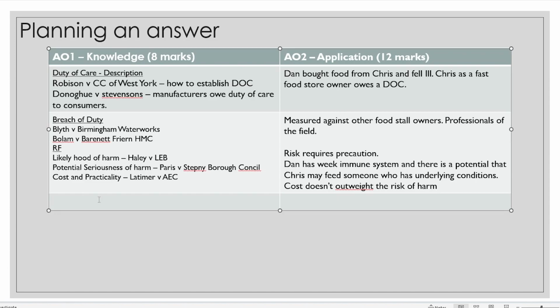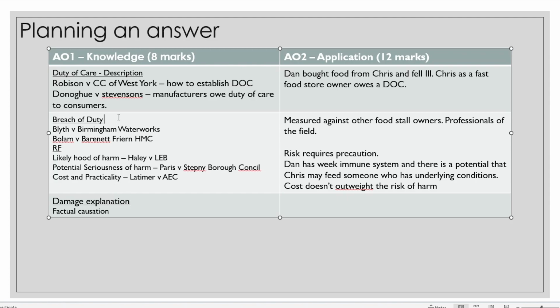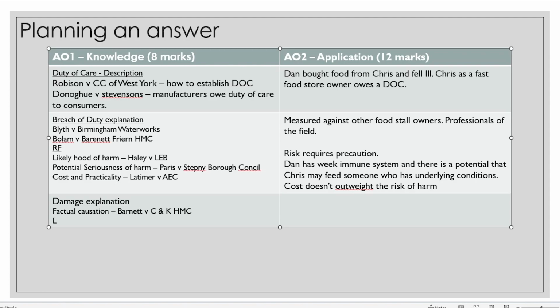And then, from breach of duty, we go into damage. Straight away, factual causation. Oh, and I forgot to mention description for damage as well. Description or an explanation. I'm just going to write explanation, to confuse less people. And same for the breach of duty. That would contribute towards your AO1. Factual causation. The case for that is Barnett v. Chelsea Kensington Hospital. Can't believe I remember that one. Then you've got legal causation, which is your intervening acts.